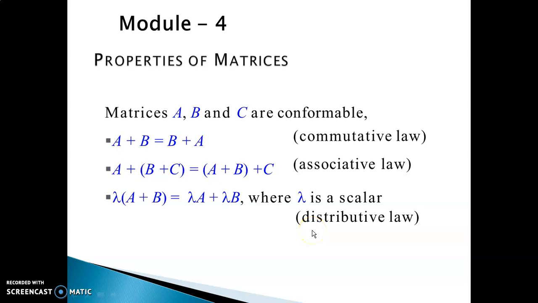Hello, my dear friends. So, once again, I am here with you, our next module, Module 4, on the topic matrix algebra. In this module, we will study the properties of matrices. That is, the various properties which hold or are satisfied by the matrices. The various properties which are satisfied by the matrices are as follows.